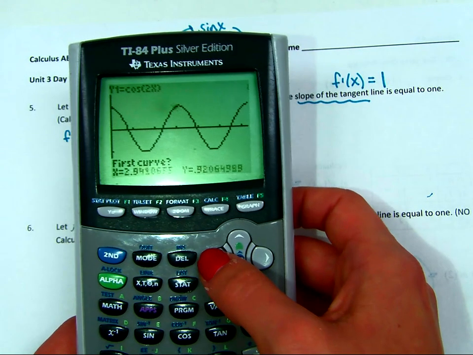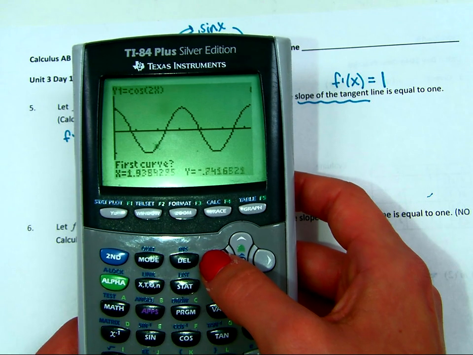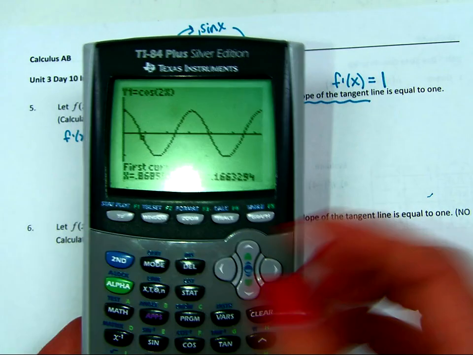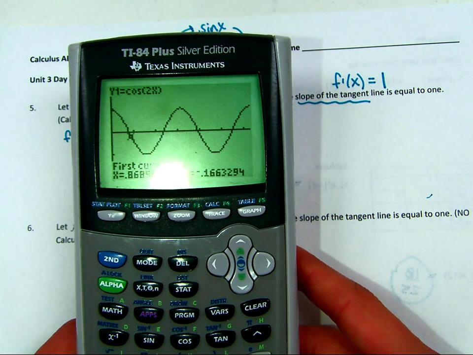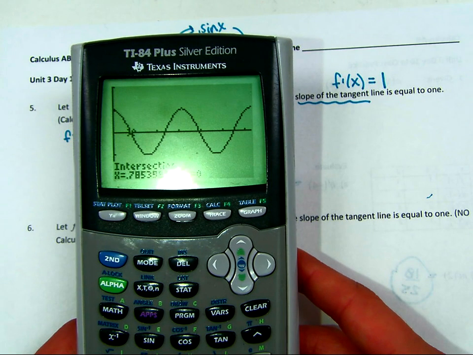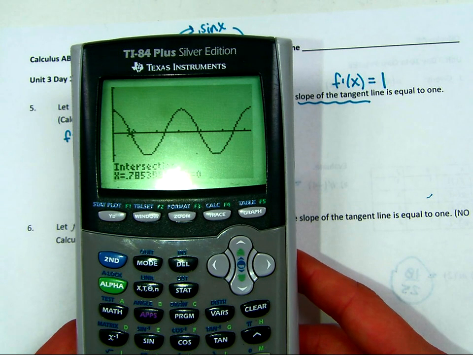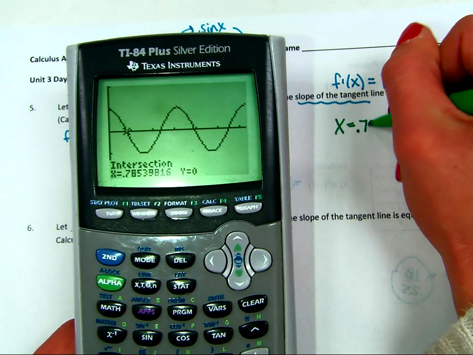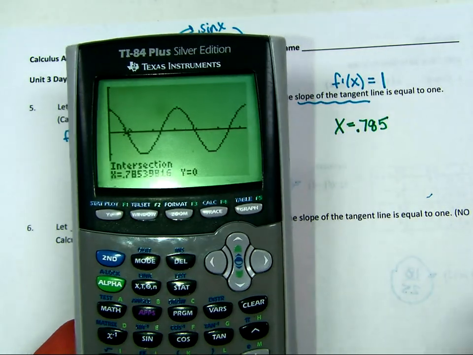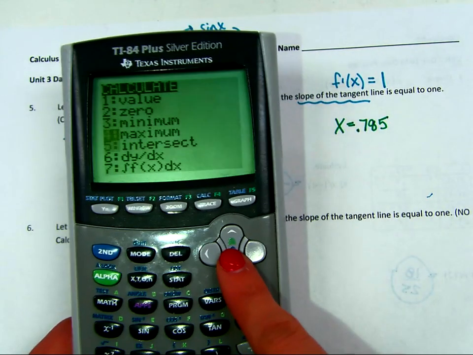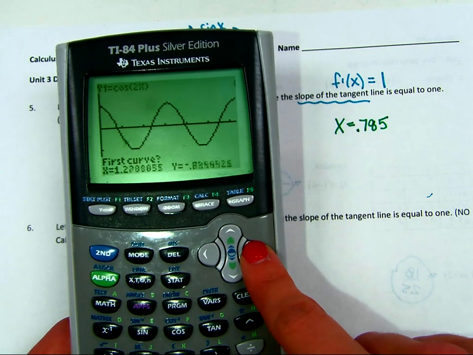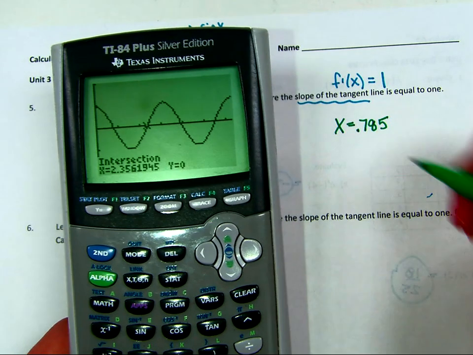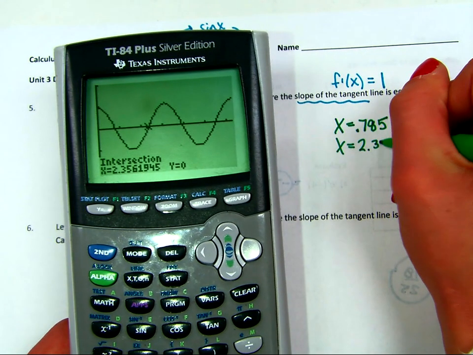I might go left to right. Closest gives you the intersection that's closest to your pointer. So we want that one right there. Press enter 3 times. That's one of our answers: 0.785. Remember, in calculus, you always need to round to 3 decimal places. 0.785 is one of them. Next one, second trace intersect. Before I start pressing enter, I'm going to get close to the next intersection point. Press enter 3 times. Another one is 2.356.